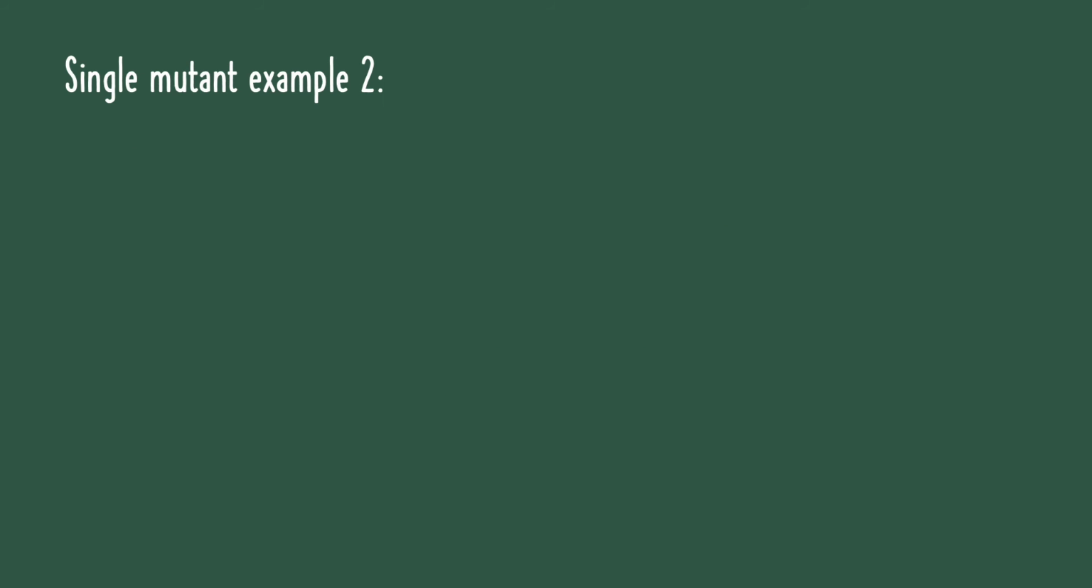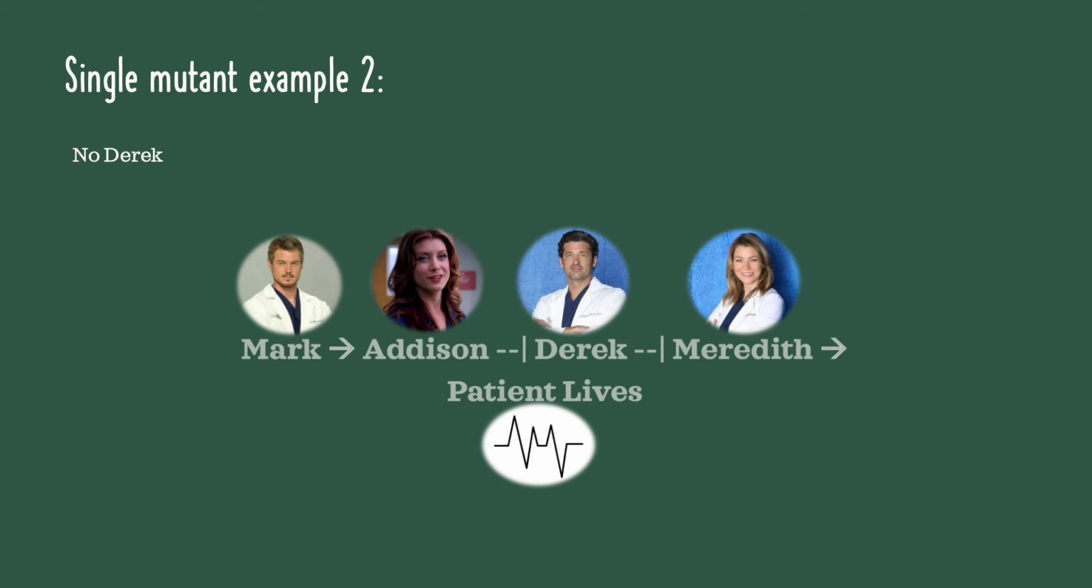Let's look at another example of a single mutant. In this case, we do not have Derek. And here is our network. So without Derek, Meredith will not be repressed, and the patient will live.